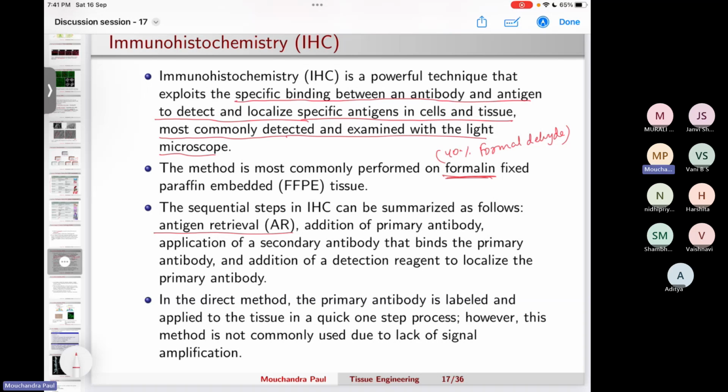Then you will add the primary antibody. So you have to purchase the antibody specific to the antigen that you're looking for. So if my antigen is collagen, I have to look for anti-collagen antibodies. Okay, then people use a secondary antibody or directly use primary antibodies.